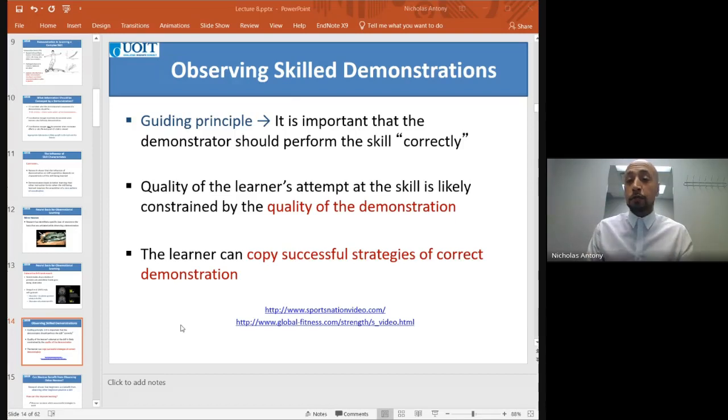So the guiding principle from research suggests that it's important for the demonstrator to perform the skill correctly, to guide the appropriate learning of the learner or beginner.